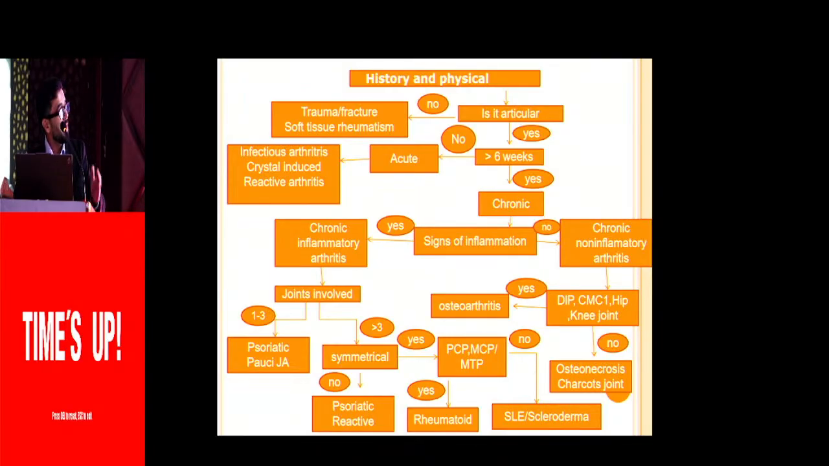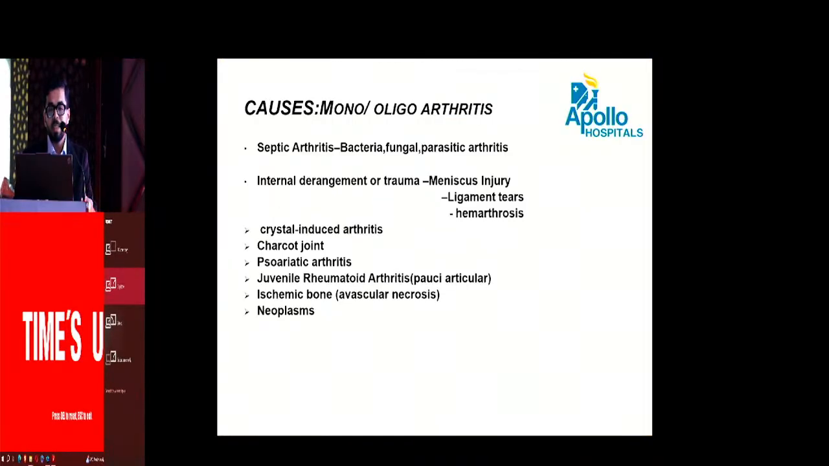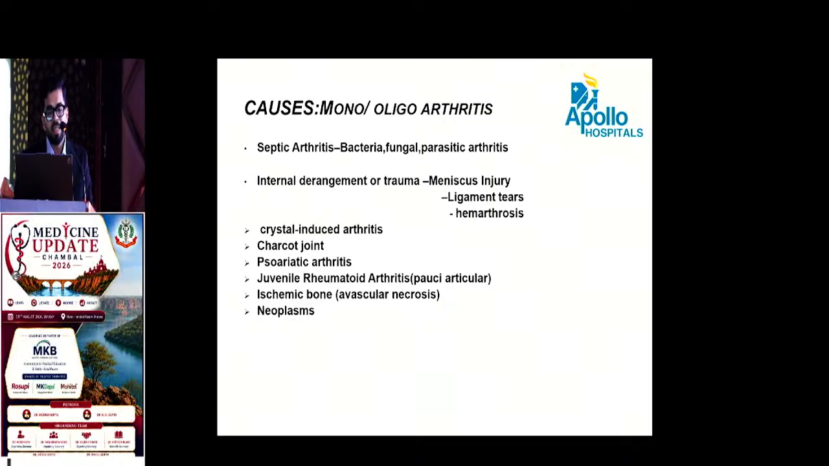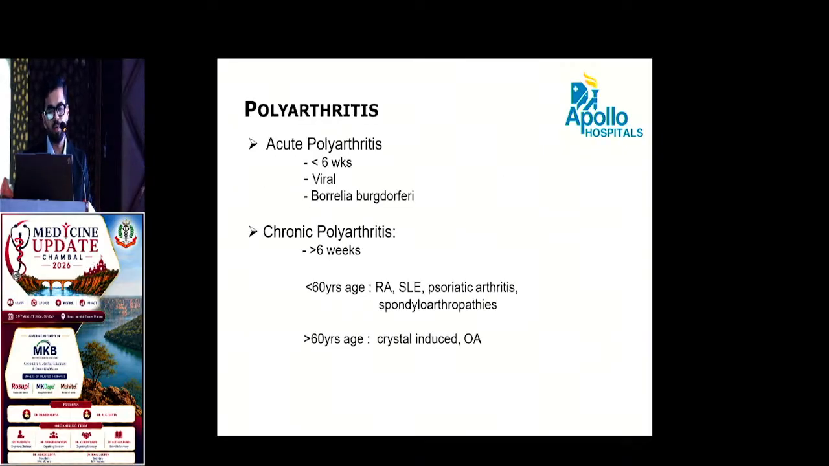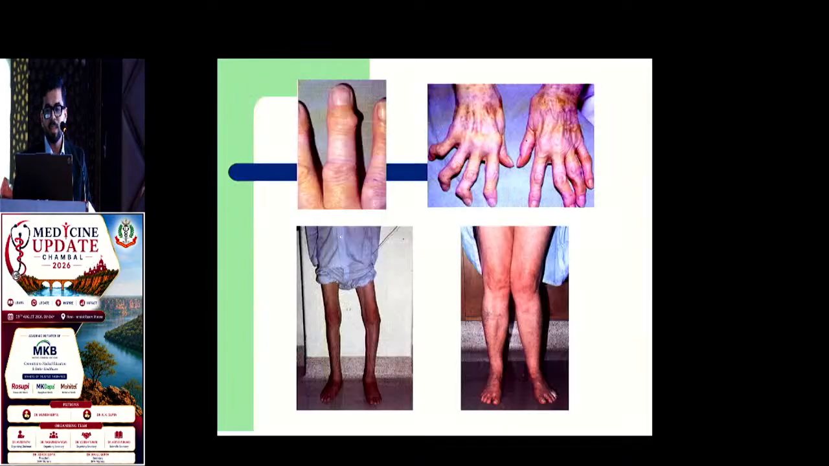We should see if the patient's articular pain is of more than 6 weeks or less than 6 weeks, chronic or acute pain, osteoarthritis, rheumatoid arthritis. So the monoarticular and oligoarticular pain in septic arthritis, crystal arthritis, psoriatic, juvenile RA, and polyarthritis in acute and chronic, as I discussed before.